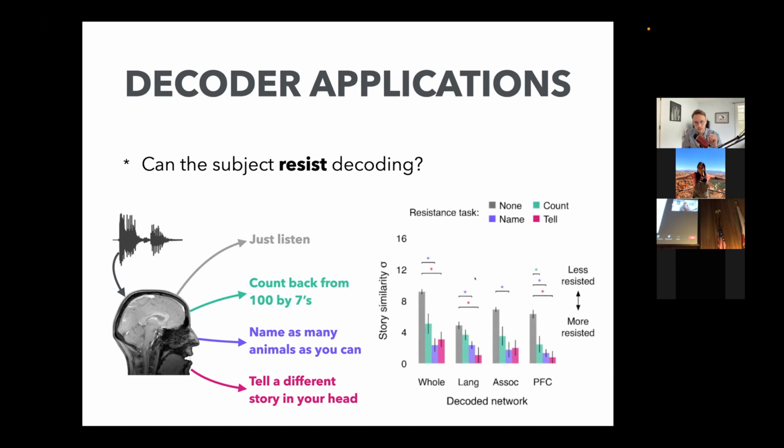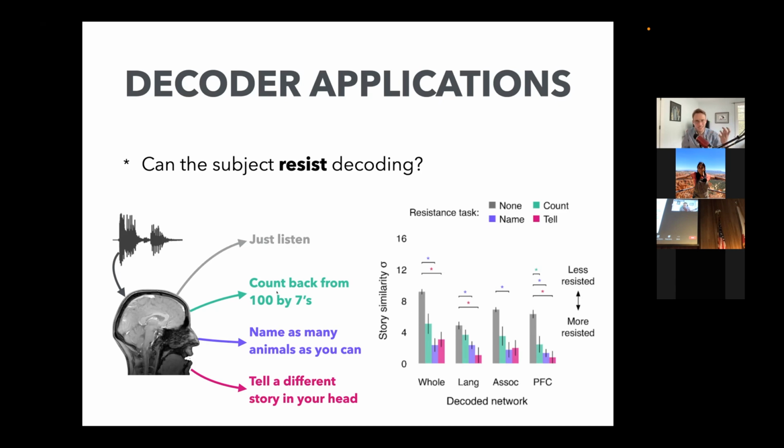Now, we can sort of ignore the right part of this, but this is showing the score, like how well we could decode the story they were listening to when they were just listening versus counting versus naming animals versus telling a story. What we found is that counting reduced our decoding performance, but not significantly, whereas naming animals and telling another story really kind of ruined the decoding performance. It went down to not quite chance, but almost chance.